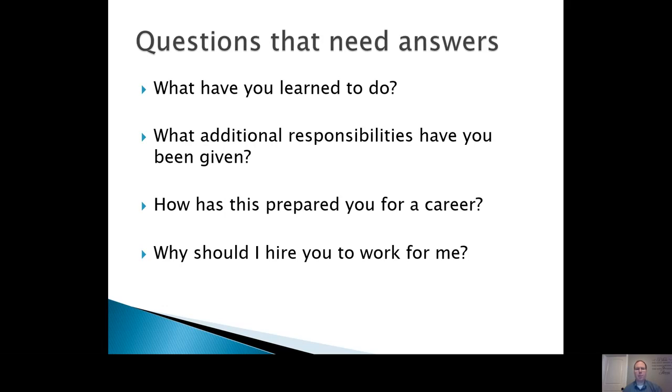Number 3, how has this prepared you for a career? Now, maybe you've been working for a hog farmer and you're not planning on being a hog farmer, but what skills have you learned for that hog farmer that you're going to take with you in life and down the road in other areas? And then the final question, and I think this is just real important, why should I hire you to work for me?